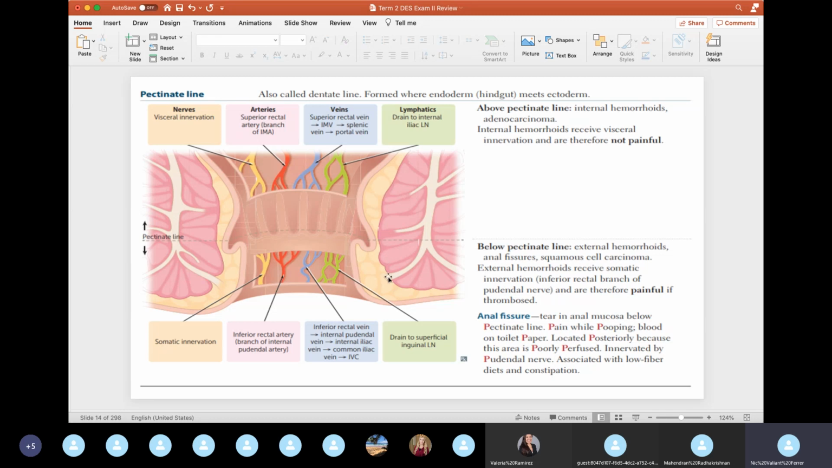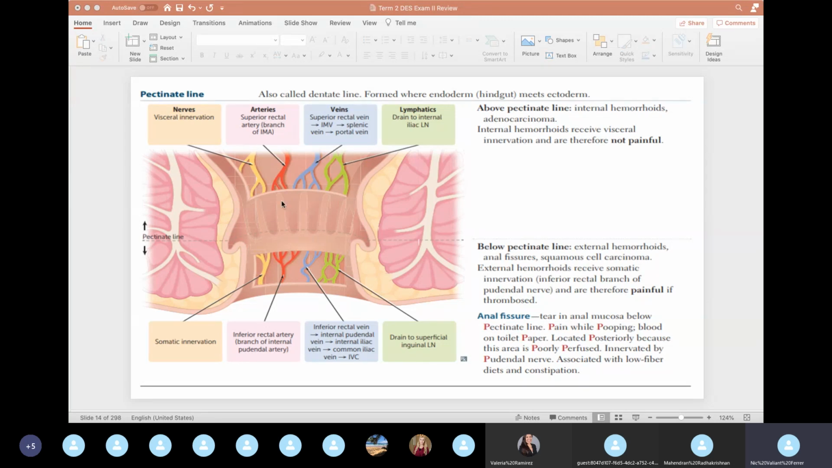How about below the pectinate line? Below the pectinate line, what's the innervation? Somatic innervation. Therefore, it is painful if there's a thrombosis there. Arteries, inferior rectal artery, which is a branch of your internal pudendal artery. The inferior rectal vein, again, it drains to the internal pudendal, which drains to the internal iliac, which drains to the common iliac, which drains to inferior vena cava. And for the lymphatics, it drains to your superficial inguinal lymph nodes.